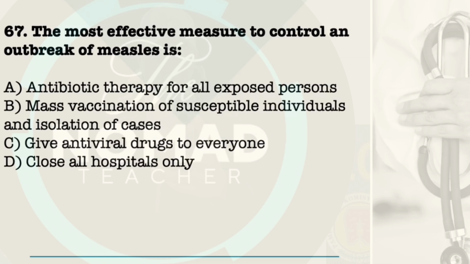67. The most effective measure to control an outbreak of measles is: A. Antibiotic therapy for all exposed persons. B. Mass vaccination of susceptible individuals and isolation of cases. C. Give antiviral drugs to everyone. D. Close all hospitals only.